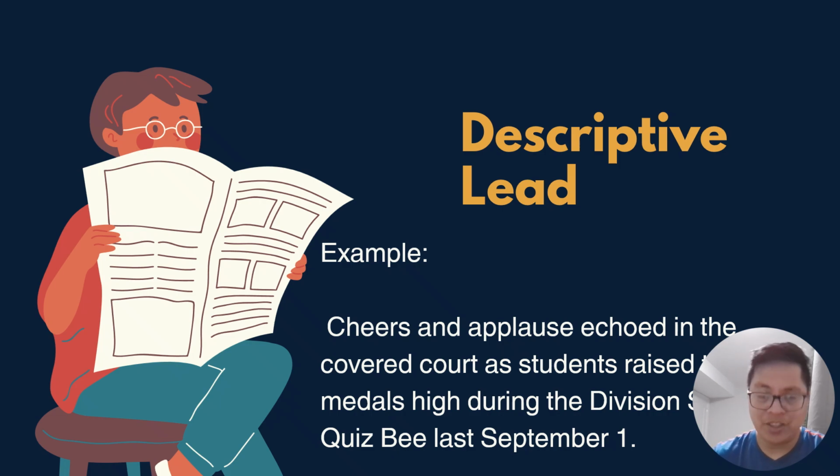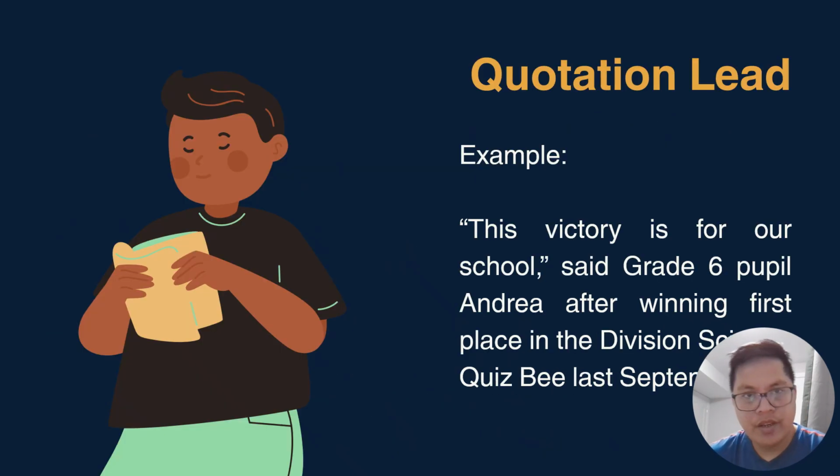Simple words are stronger. Let's now move on to quotation lead, the third type of lead. This lead uses the exact words of someone in the story. It works well if the quote is short and powerful. Let's take this as an example. "This victory is for our school," said grade 6 pupil Andrea after winning first place in the Division Science Quiz Bee last September 1.